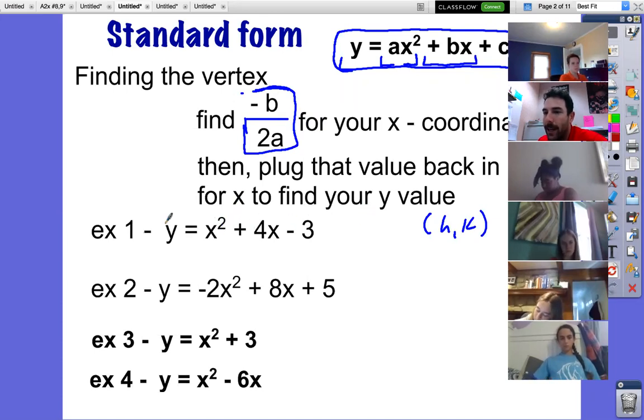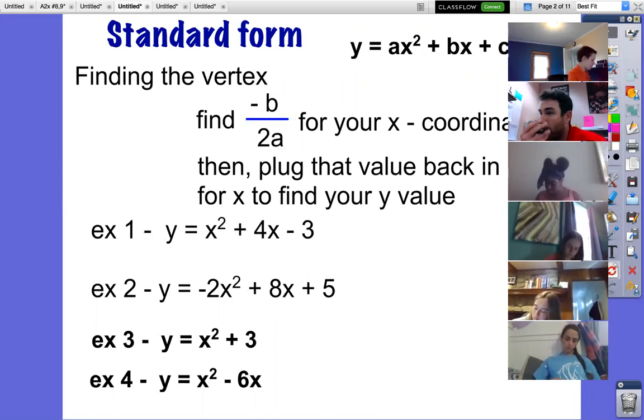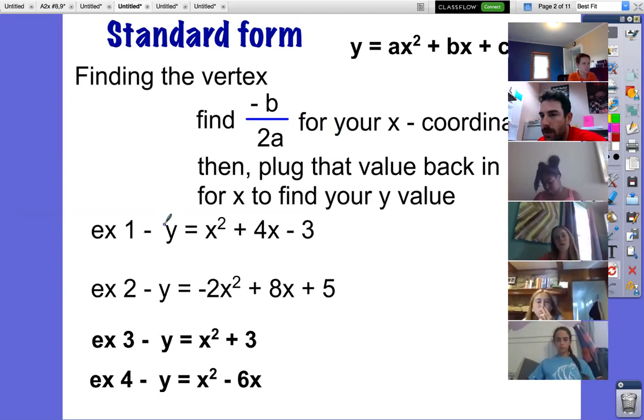Now take a second and write at least example 1 and example 2. Write those real quick. Then let's get going. Again, a is your coefficient for the quadratic term, b is your coefficient for the linear term, and c is your constant. So the directions are up here, but I want to walk you through number 1 first.